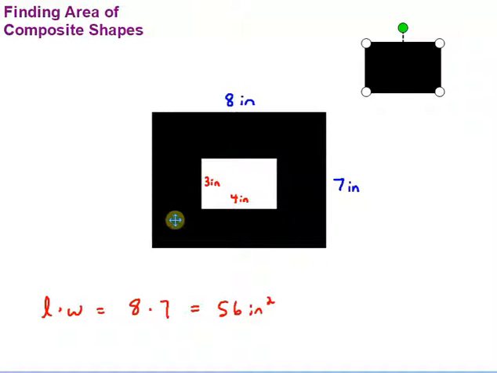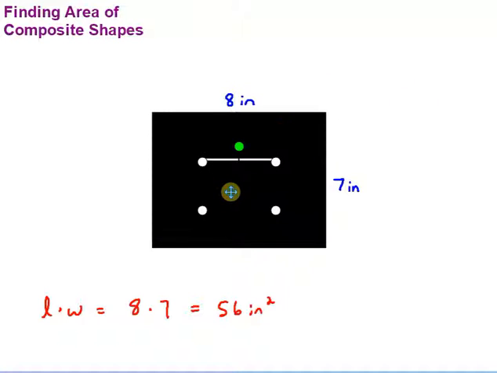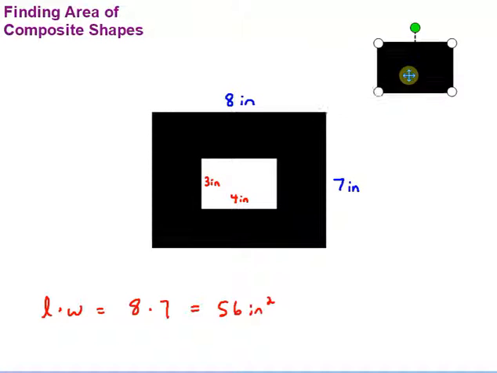We can't add these two together. If we add this rectangle and the remaining part of the rectangle, then what we get is the whole thing all together, 56 inches squared. We want the area without that center square. So what we have to do is take the area of the larger rectangle, which was 56 inches, then find the area of this inside rectangle right here.